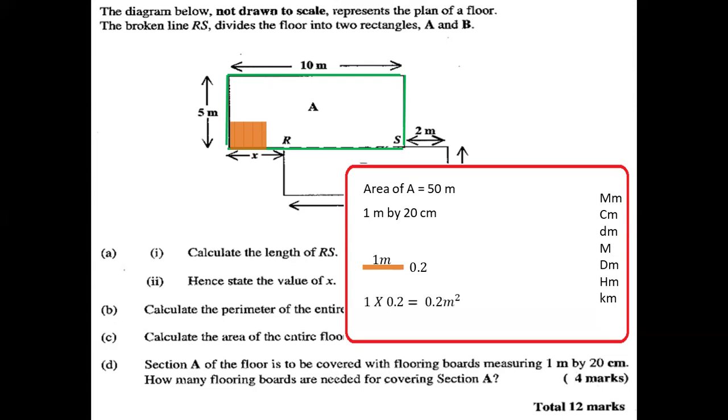So the area for one board will be 1 times 0.2, which is 0.2 meters squared. So how many of those boards would cover floor A is 50 meters squared divided by the area for one board, 0.2 meters squared. So we need 250 boards to cover section A of the floor. And that's it for this question. Just basic concepts in terms of area and features of a rectangle. Good. Question 1.